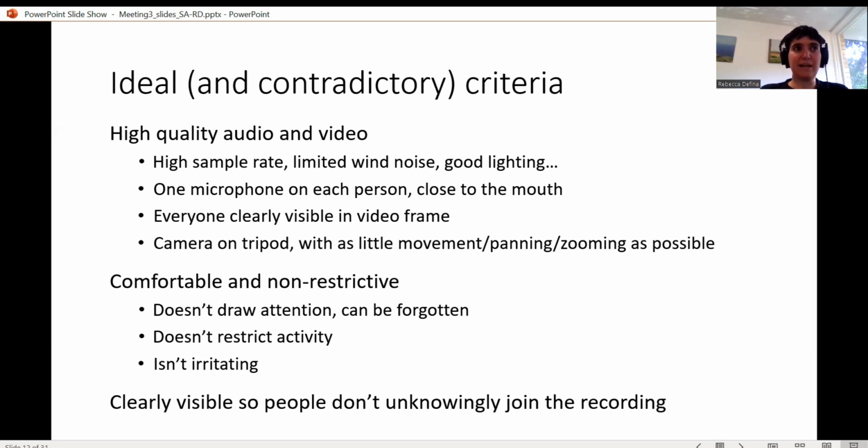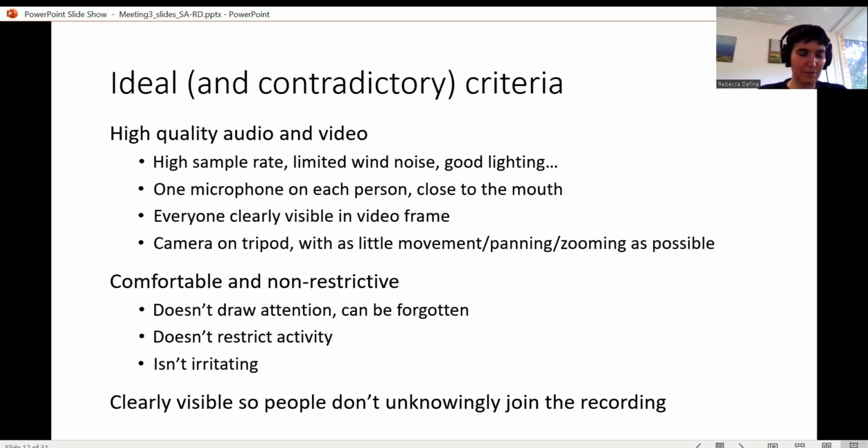You don't want the recording to be restricting their activity, limiting how the children can move, what they can do. You don't want it to be irritating or uncomfortable for the children, all of these things. And that means that the children are going to be moving around out of the video frame. So you've got these different ideals pulling you in different directions.